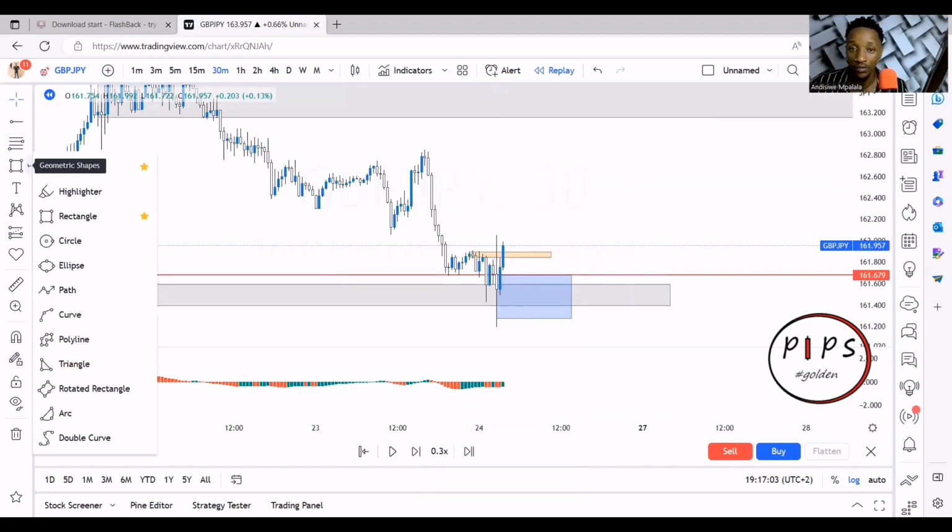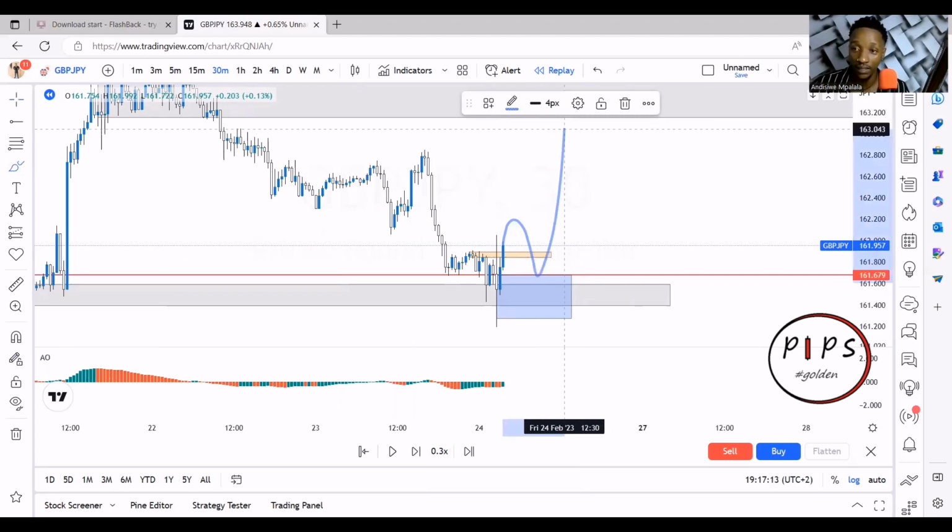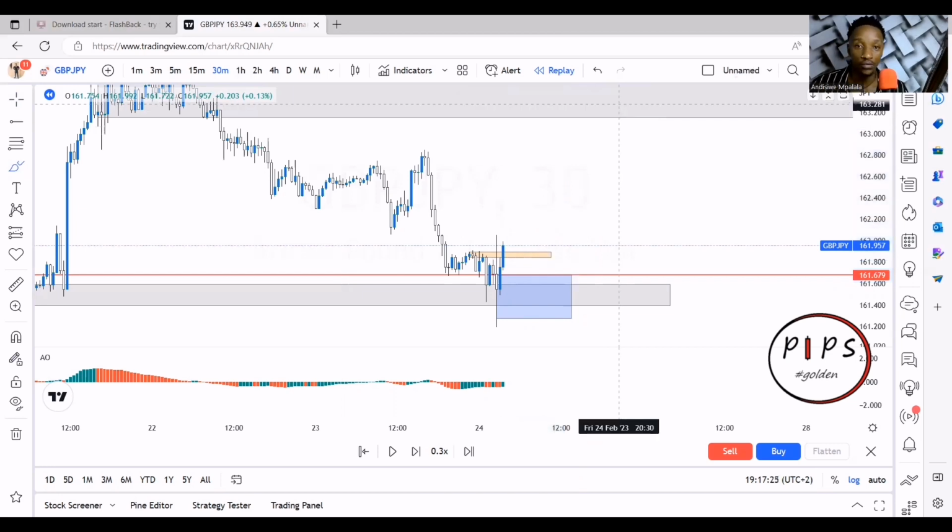Why does price do that? I don't know why price does that, but once price does something like this, it usually continues going up. I've seen this from my own backtesting, and this is what I trade. I cannot tell you why it happens. I cannot say it's because the market makers are doing this and that. I would be lying to you if I told you why price does that.